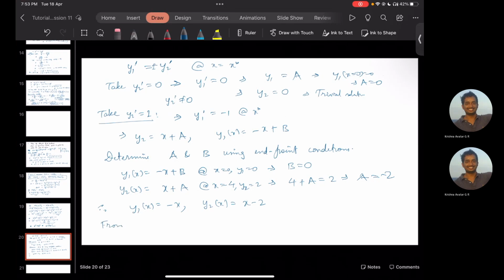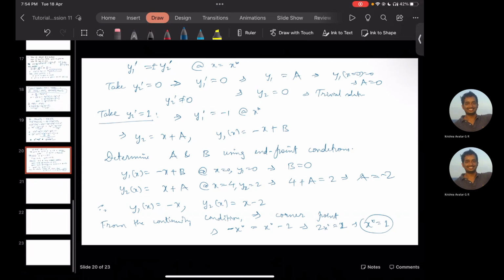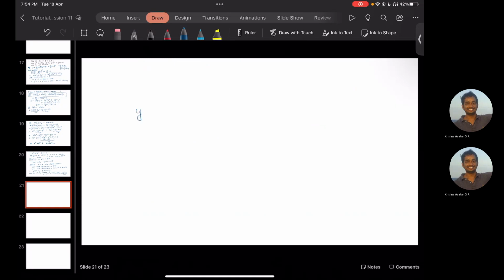Now, from the continuity conditions, we obtain the corner point. So this means that minus x star is equal to x star minus 2. This means that 2x star is equal to 2, and this means that x star is equal to 1. So the net solution is y of x is equal to minus x for 0 less than x less than or equal to 1, and x minus 2 for x greater than or equal to 1, where x star is equal to 1 is the corner.